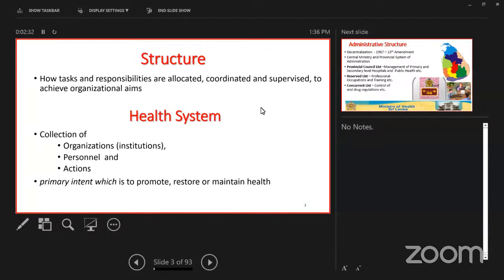The structure is basically how our tasks and responsibilities are allocated, coordinated, and supervised. As the lecture progresses, I'll describe this in great detail, but it's basically how the activities within the Ministry of Health are allocated, coordinated, and supervised to achieve the organizational aim. That is the basic definition of a structure. And a system is a collection of institutions, people, and activities with the primary intention to promote, restore, and maintain health.